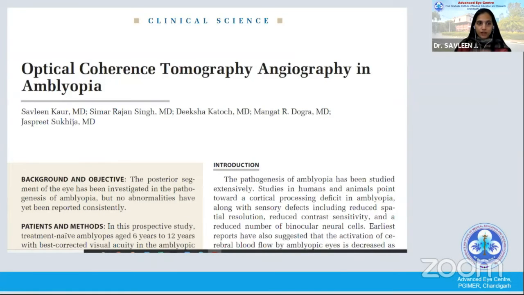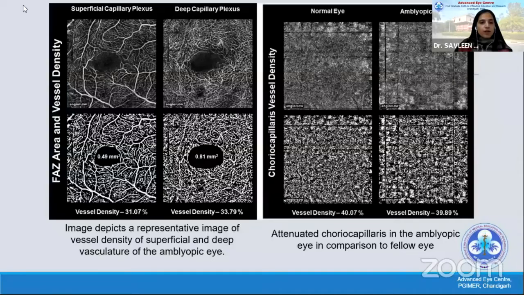We did publish one of ours where we tried to look at OCT angio in amblyopia in 6 to 12-year age group. We recruited all kinds of amblyopia and also adjusted them for their axial length growths. We saw that the superficial and deep vasculature of the amblyopic eye is altered as compared to a normal child who does not have amblyopia, but the vasculature of the fellow eye of an amblyope was also altered. And interestingly, we also saw that the choriocapillaries of the normal eye and the amblyopic eye were different.